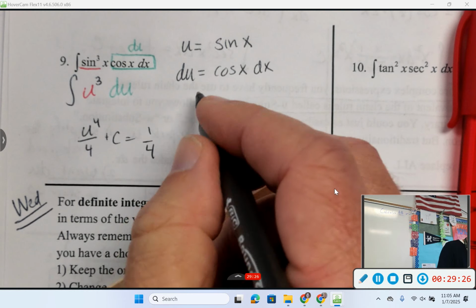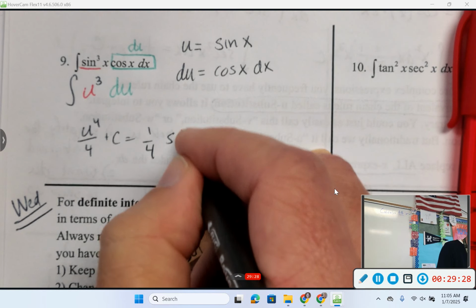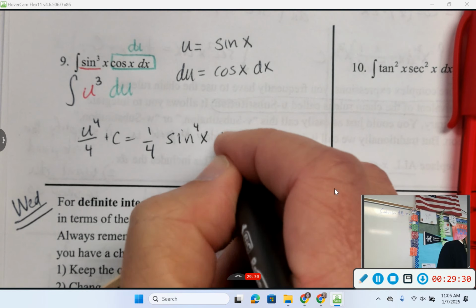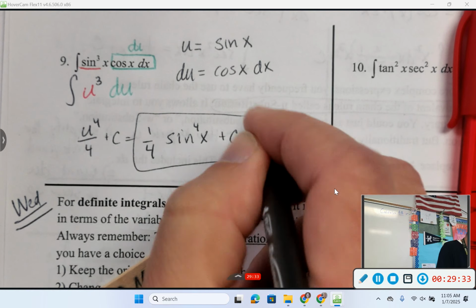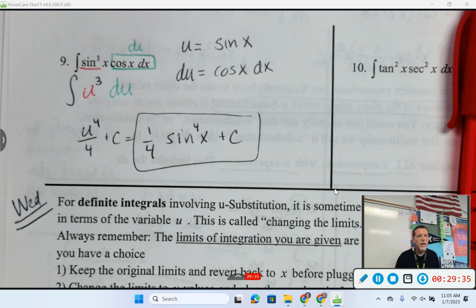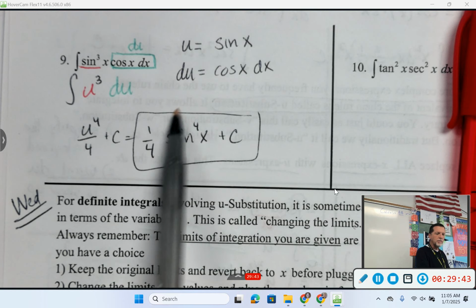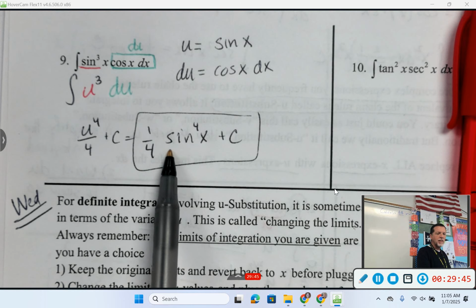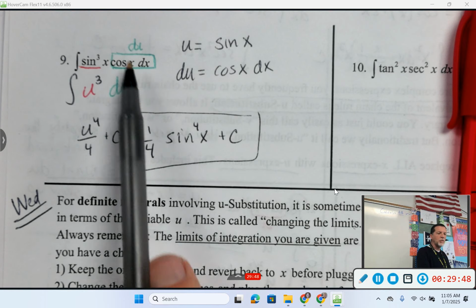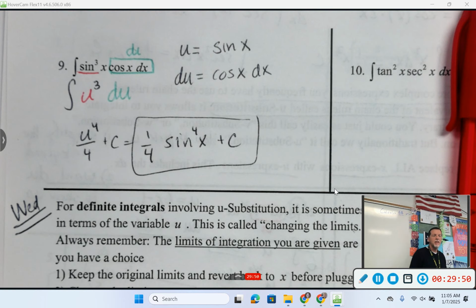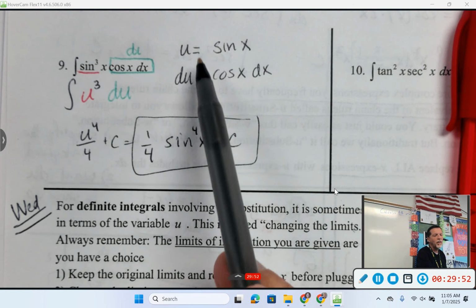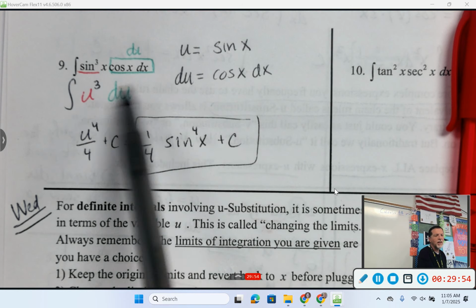So I'm going to go 1/4 and then put sine of x back in there, to the 4th, plus c. That would be an easy one to check going backwards. Right? The derivative of 1/4 sine to the 4th: the 4 would come down and cancel the 4th. That would leave you with sine cubed, and then chain rule is where the cosine would come in. So this is a good one to see how u substitution sort of undid the chain rule.